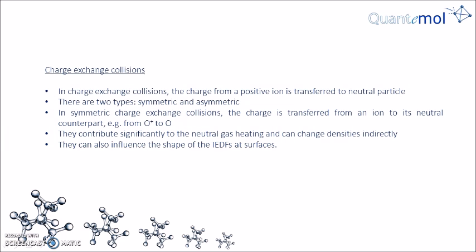In charge exchange collisions, the charge from a positive ion is transferred to a neutral particle. There are two types, symmetric and asymmetric. In symmetric charge exchange collisions, the charge is transferred from an ion to its neutral counterpart, for example, from O+ to O. Obviously, these kinds of reactions do not change species densities directly. They do, however, contribute significantly to the neutral gas heating and can therefore change the densities indirectly. They can also influence the shape of the IEDFs at surfaces.